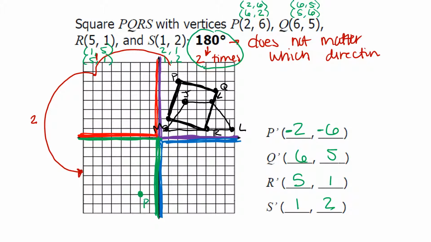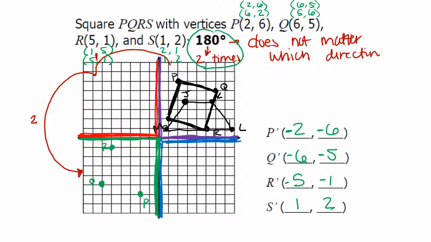For point Q, I need to go left 6. Left is negative, so it's a negative 6. And down 5. Down 5 is also negative. For R, we need to go left 5. So again, that's going to be a negative 5. And we need to go down 1. Down 1 is also negative. Notice we're making all of our numbers negative to match our quadrant.